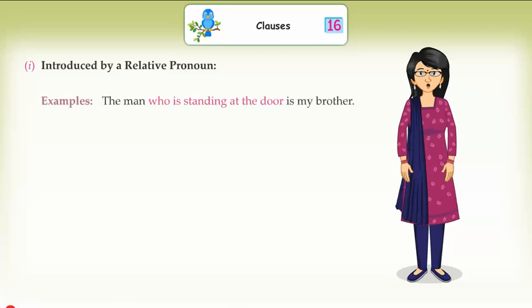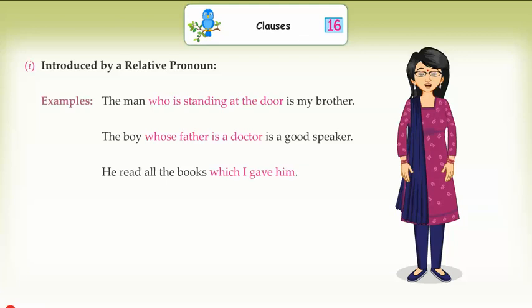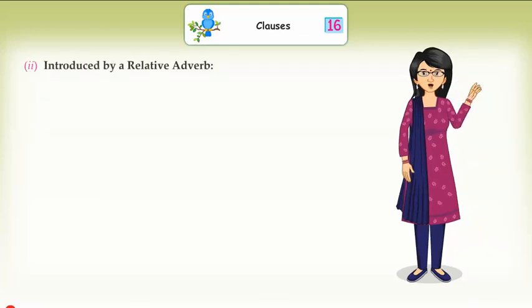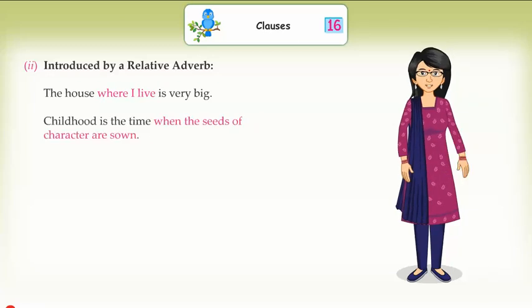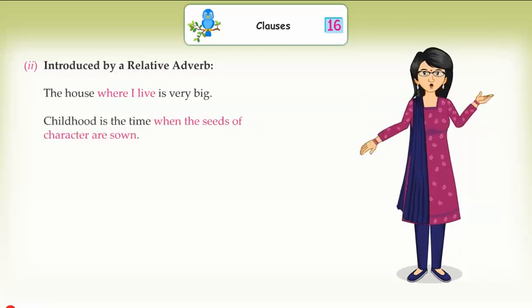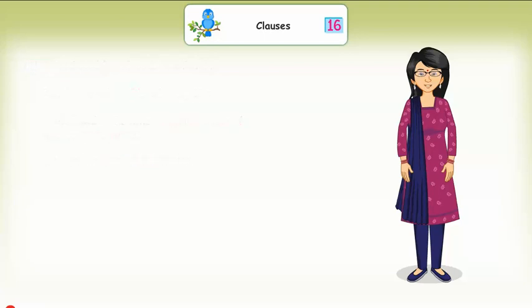Examples: The man who is standing at the door is my brother. The boy whose father is a doctor is a good speaker. He read all the books which I gave him. 2. Introduced by a relative adverb. The house where I live is very big. Childhood is the time when the seeds of character are sown. The reason why I did it is clear.